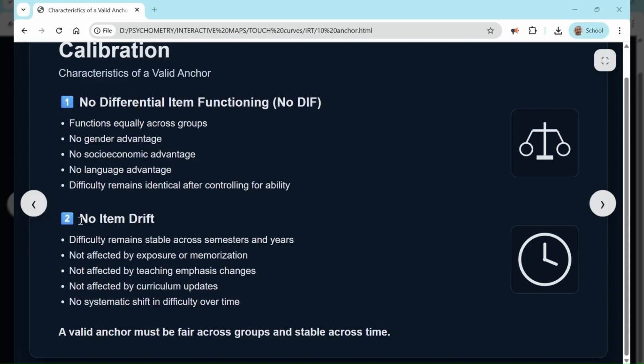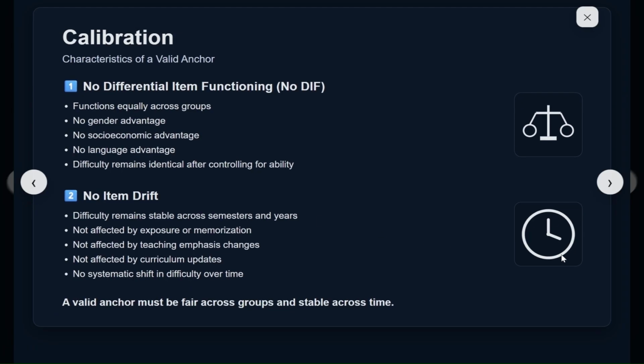Also, there should be no item drift. Item drift means the change of difficulty of an item across time. Difficulty must remain stable across semesters and years. This means that you shouldn't put anchor questions that are known to be repeated a lot from prior exams, because they will be easier because they are repeated. The difficulty will be less.